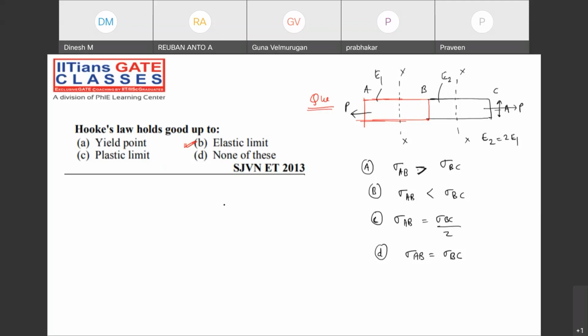Which option is correct? What is the stress value? Suppose you want to calculate normal stress in the AB member. There is a formula: PAB divided by cross sectional area. What is the PAB? What is the load? P. What is the load in BC member? P. Then try to calculate PBC divided by area. Both will be what? P by A, P by A. Are you getting my point? For a determinate structure, for a simple bar, the stress value will be independent of the Young's modulus of elasticity. Understanding my point?